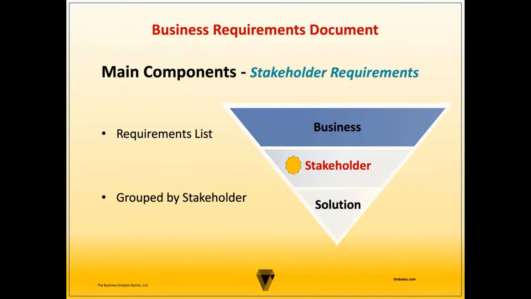The next section to include is the stakeholder requirements. Stakeholder requirements are statements that describe the needs of the stakeholder or stakeholder group that need to be met in order to fulfill the business requirements. Please note that solution requirements, such as functional and non-functional requirements, should not be included in the business requirements document. Those are reserved for more detailed requirement specifications that come after the BRD has been approved. We'll talk more on that later in the lesson.